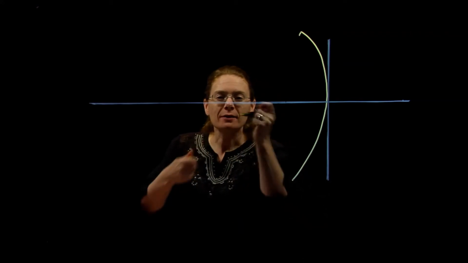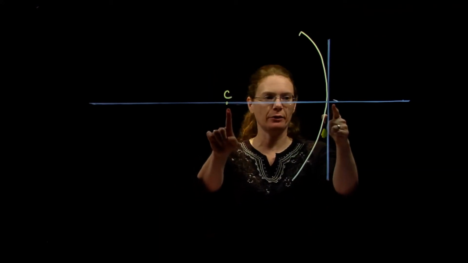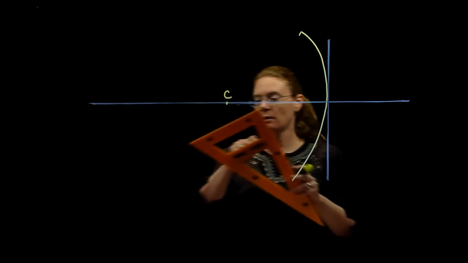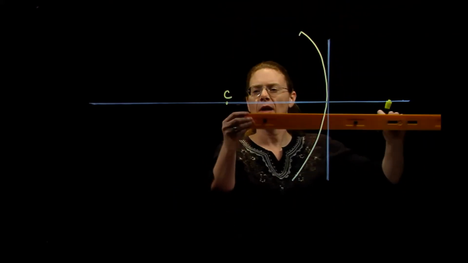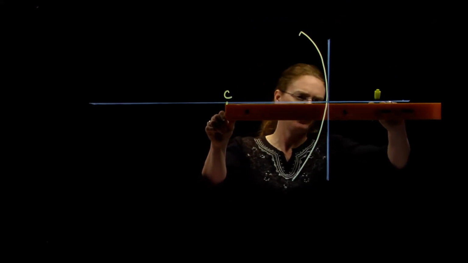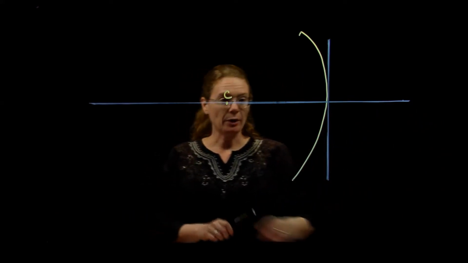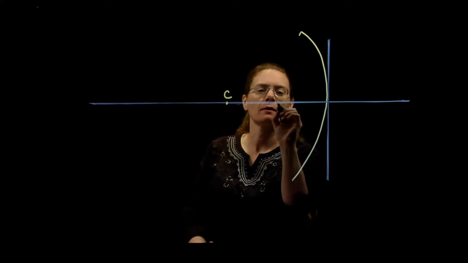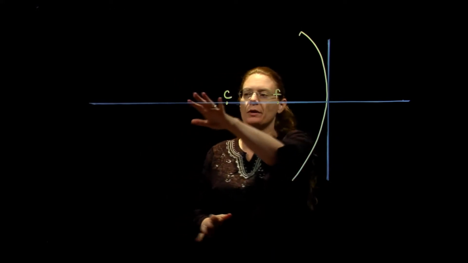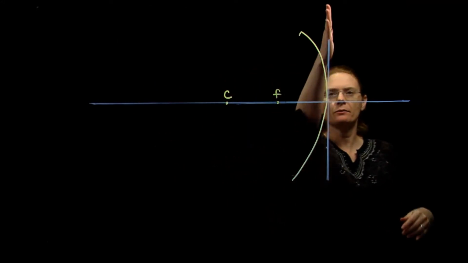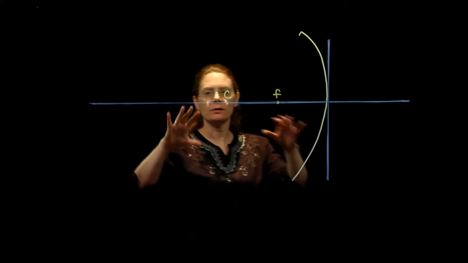Now I marked the center curvature here, and halfway between the center curvature and the mirror is our focal. So let's see, centimeters. Let's see what we've got. I have 30 centimeters, so the 15 is right there. So I'm going to mark my focal point right there, and then I've got my center curvature marked. So the things we need to start with: horizontal axis, vertical axis, the center curvature, and the focal point. So that's where we're going to start with our setup.